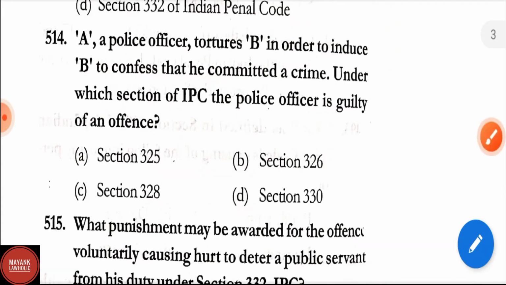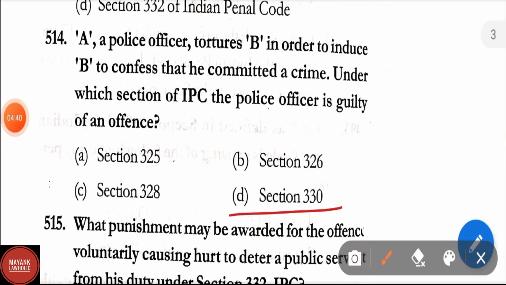Question number 514. A police officer tortures B in order to induce B to confess that he committed a crime. Under which section of IPC the police officer is guilty of an offence? Correct answer is section 330 of IPC.